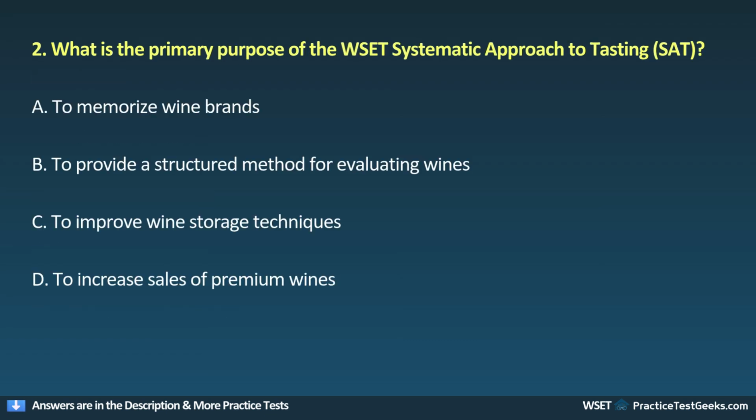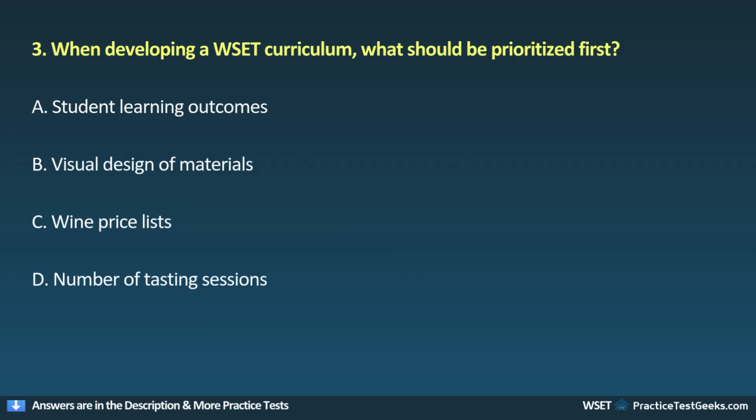2. What is the primary purpose of the WSET systematic approach to tasting, S8? A. To memorize wine brands. B. To provide a structured method for evaluating wines. C. To improve wine storage techniques. D. To increase sales of premium wines.